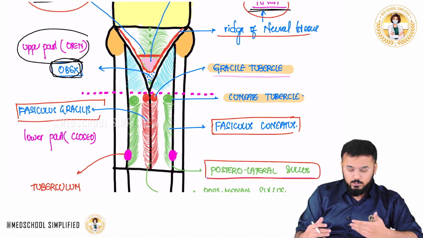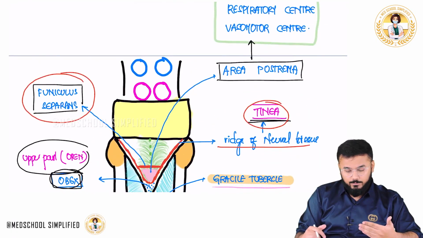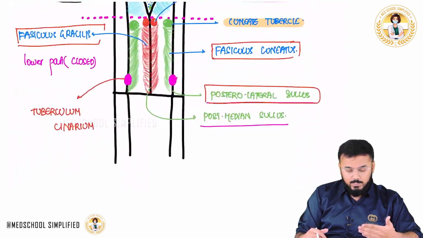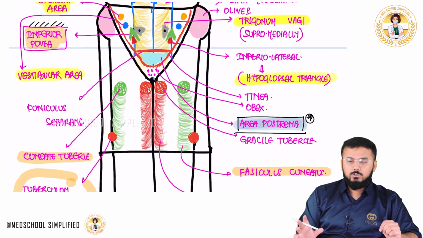In the previous lectures also we discussed almost the same things, but we have added a few extra things over here. Okay, and remaining everything is the same, right? So by this we complete the discussion of the external features of the medulla oblongata.